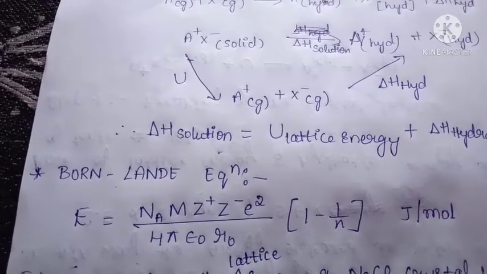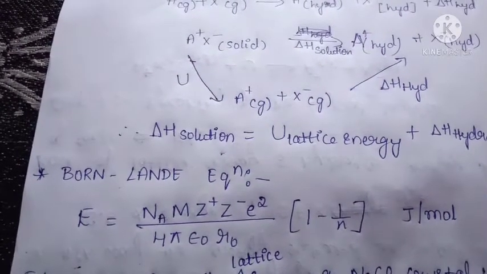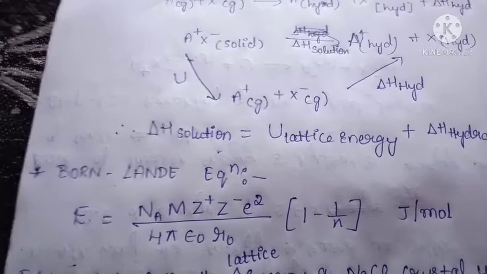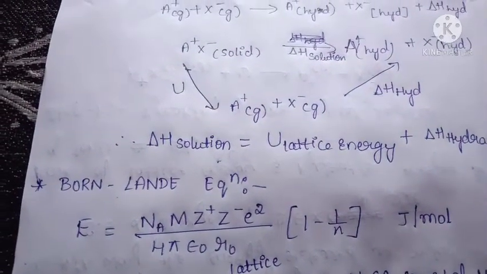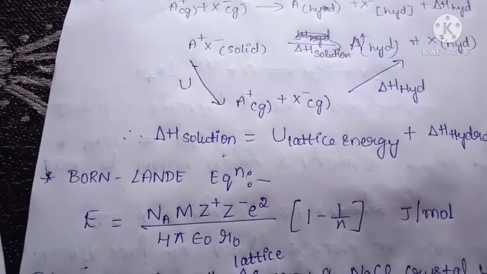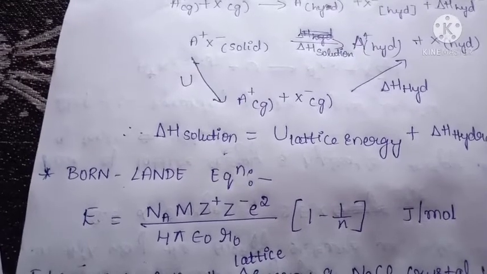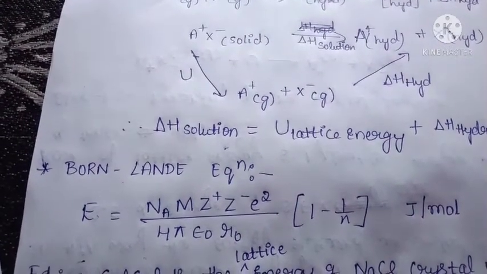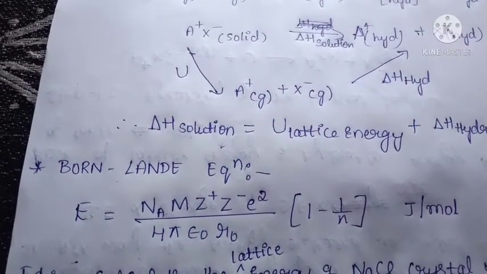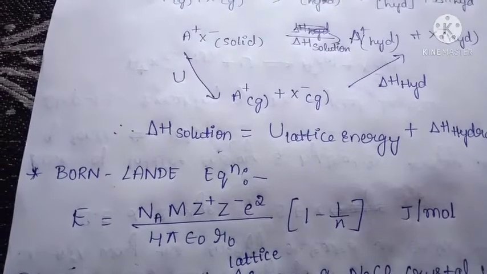M is the Madelung constant. It is related to the geometry of the crystal. It may be tetrahedral, octahedral, whichever crystal lattice you have been given, the geometry of the crystal lattice belongs to M. Z plus is the charge number of the cation. Z minus is the charge number of the anion.